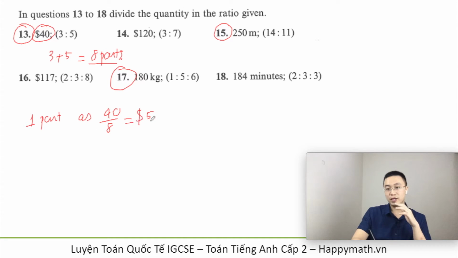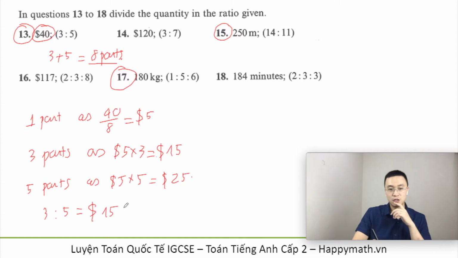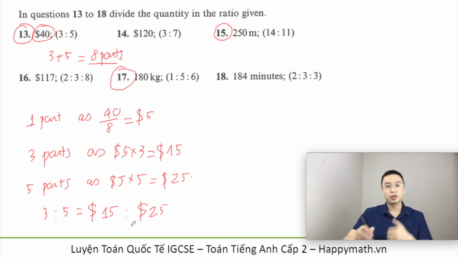Because one part is $5, you have to figure out 3 parts. The 3 parts correspond to $5 multiplied by 3, which means $15. How about 5 parts? The 5 parts correspond to $5 multiplied by 5, which is $25. So 3 over 5 here corresponds to $15 and $25. Yes, this quantity is very specific, right? Okay, this is the solution of question 13.